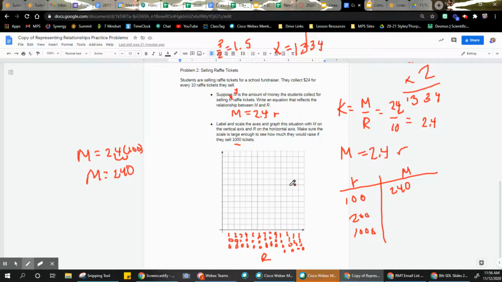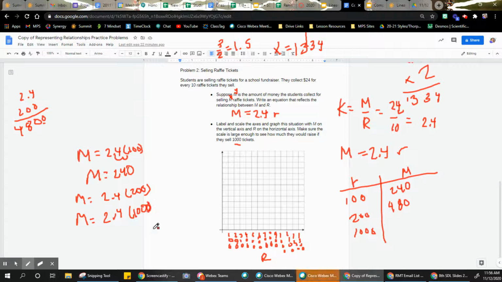Then after that, I'm going to do M equals 2.4 times 200. I'm going to give 0, 0. 2 times 4 is 8. 2 times 2 is 4. And I'm going to put my decimal there. That's 480. Okay, then I'm going to do my last one, which is 1,000. So it's 2.4 times 1,000, which is the same thing as moving my decimal point 3 places to the right. So if I moved it 3 places, that's 1, 2, 3. That gives me 2,400.